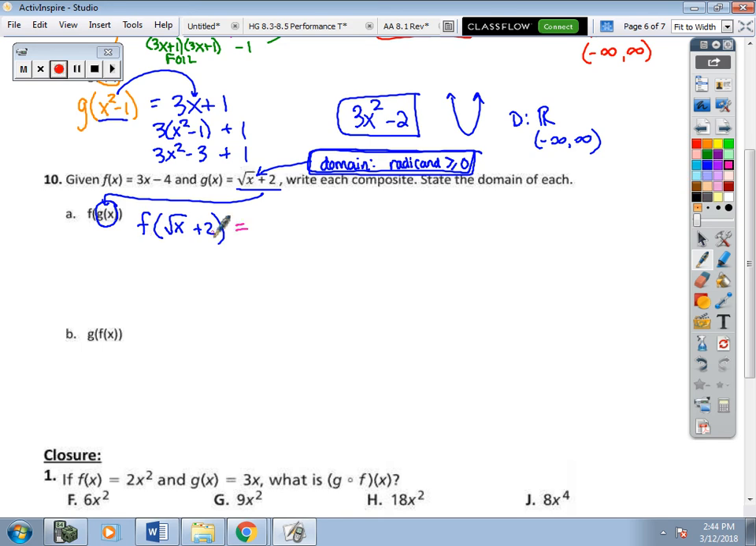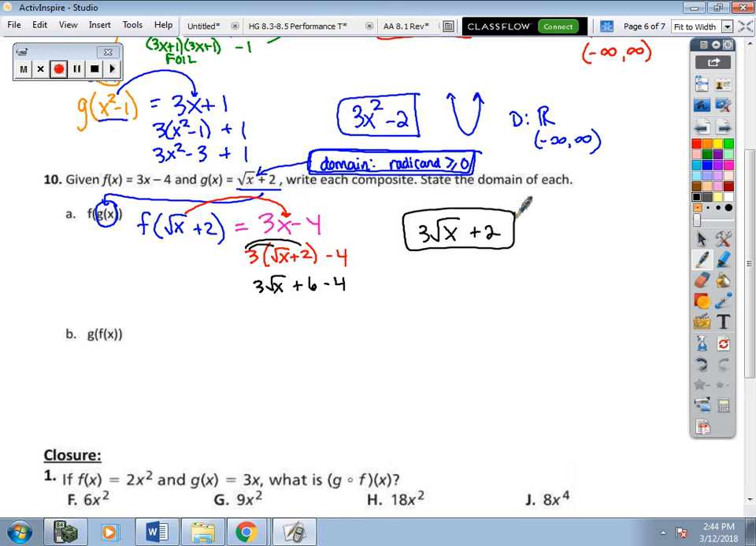Now the function for f of x is 3x minus 4. So we're going to substitute in this whole quantity for x. Again, make sure you use parentheses since this is a binomial. Distribute. We'll get 3 root x plus 6 minus 4. Combine our like terms there, we'll get 3 root x plus 2.